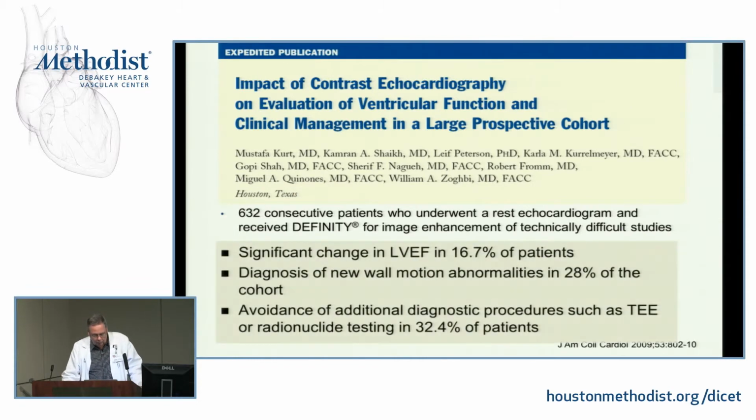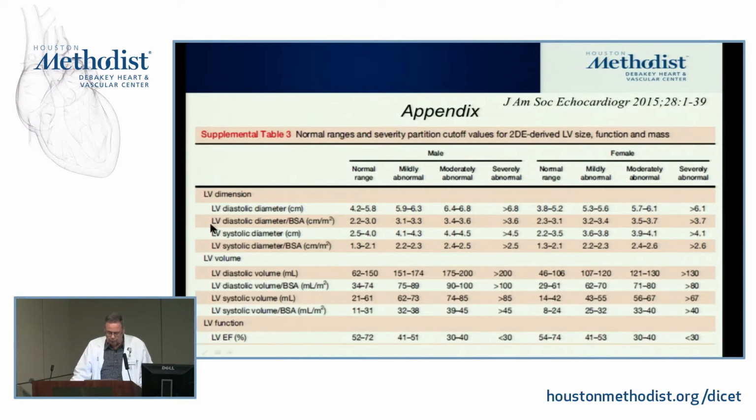And in fact, it was shown that there was a significant change in the EF in 17% of patients. New wall motion abnormalities were picked up in 28%, and other studies were avoided, like just a minute ago when Dr. Shah was suggesting let's do a CMR, which in fact would be the appropriate suggestion. If even with contrast you cannot get a decent assessment, certainly today a simple CMR without any contrast is absolutely a perfect thing to do and very much indicated.